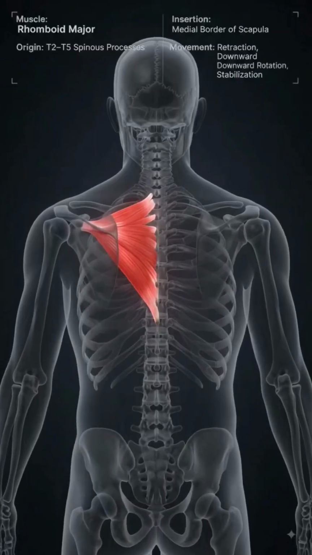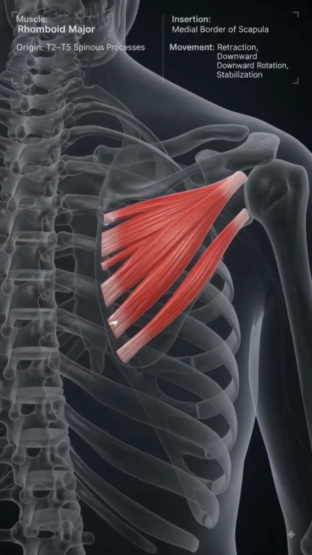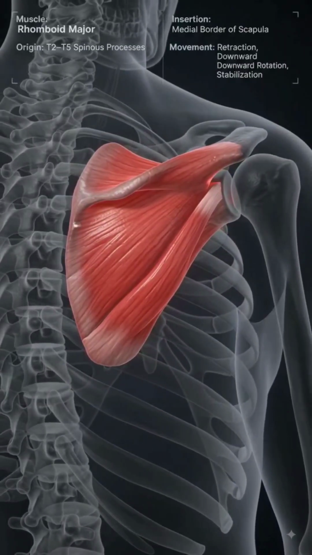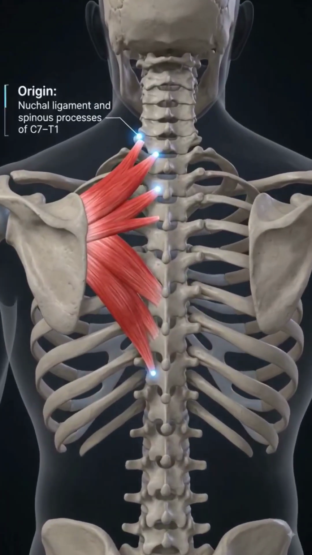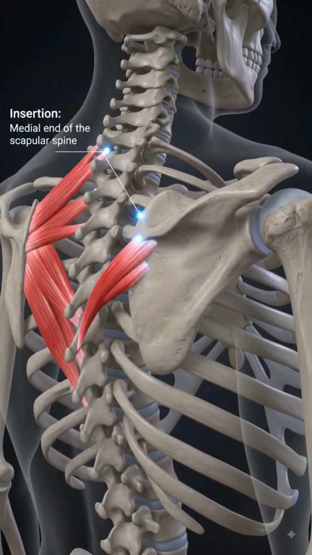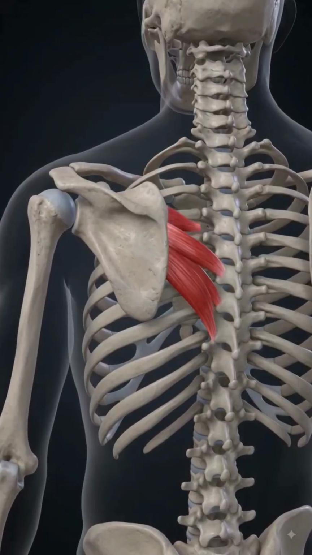Rhomboid major. Origin, T2 to T5 spinous processes. Insertion, medial border of the scapula. Movement, retracts, downwardly rotates, and stabilizes the scapula. Rhomboid minor. Origin, nuchal ligament, T1 spinous processes. Insertion, medial end of the scapular spine. Movement, retracts, downwardly rotates, and stabilizes the scapula.